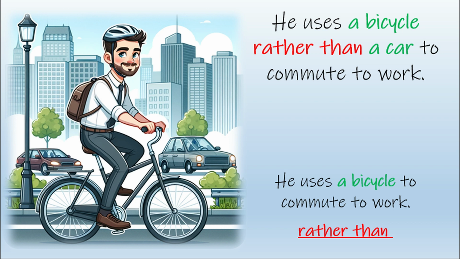"Rather than" is like a turning point. It shows the difference between what he does and what he doesn't do. It starts the comparison by showing the other choice that the person doesn't pick. The whole sentence shows that the person intentionally picks something they like better. He decides to ride a bicycle to work instead of driving a car, which is what most people do. This phrase is good for showing choices and differences, especially when someone picks something unusual or not common.